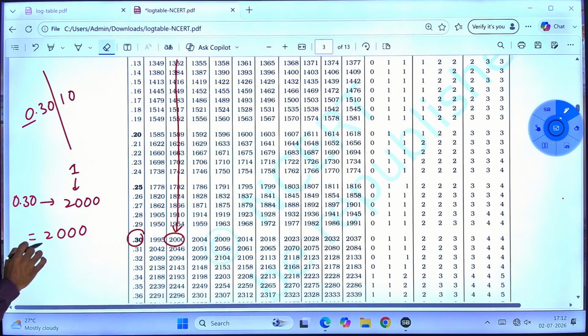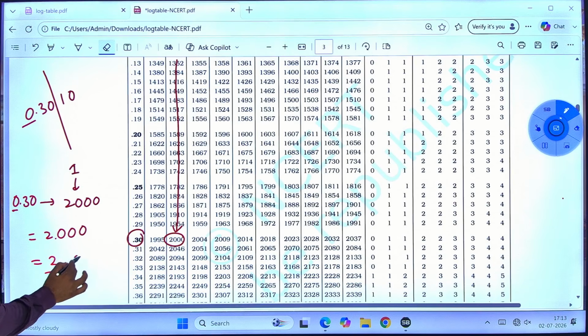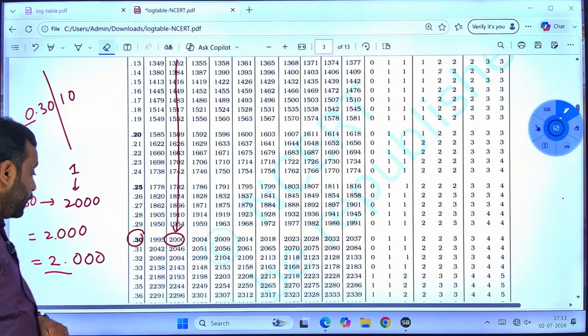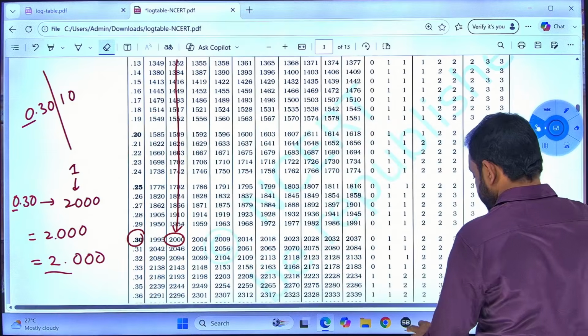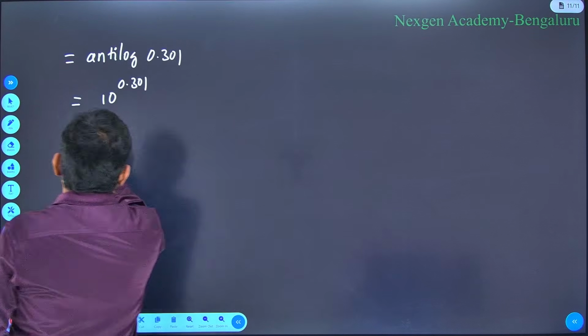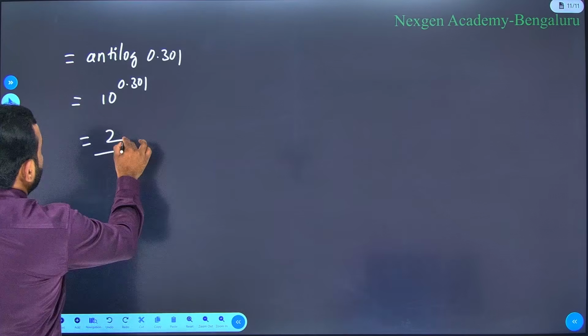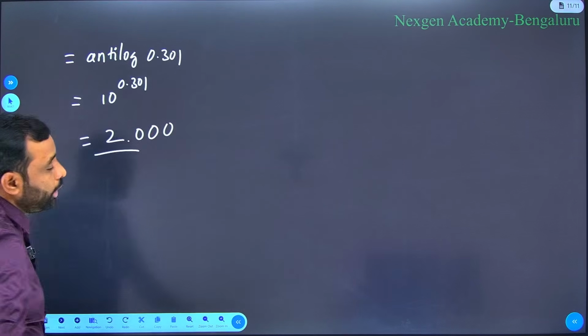So as a simple shortcut, if the characteristic is 0, then you keep the decimal point after one digit. If it is 1, you need to make it 20. If it is 2, then 3, and so on. So here 0 is there, that's why we keep the decimal point after 2. Clear, right? So this 2 you take for the calculation, and the answer is 2.